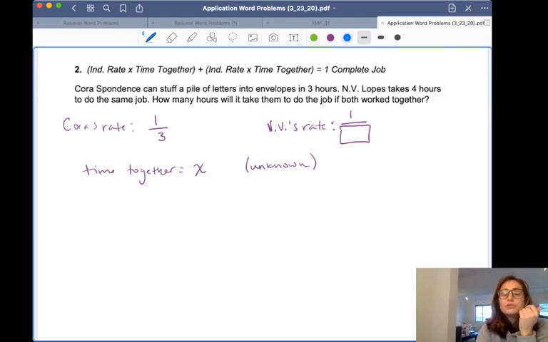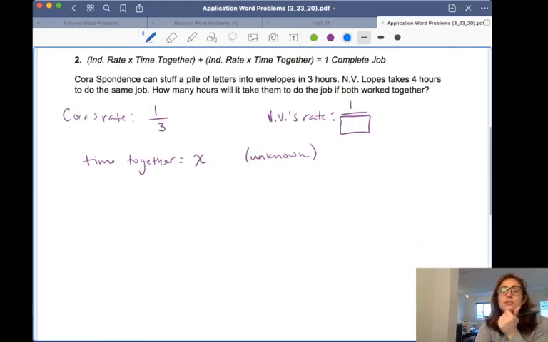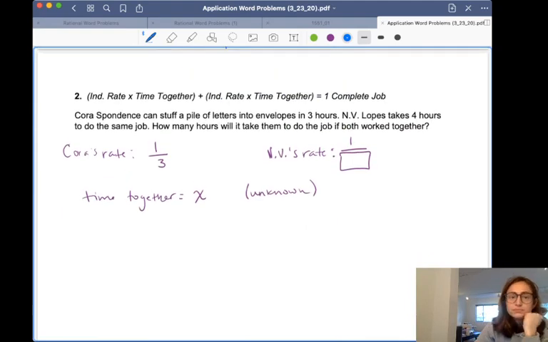Okay, next one. So the first one we did was a problem about distance. This is a work problem. So for work problems, we always set up the equation this way. We find their individual rate. Usually there's 2 individuals or sometimes 3. And then we need to know their time together, and we multiply those together.